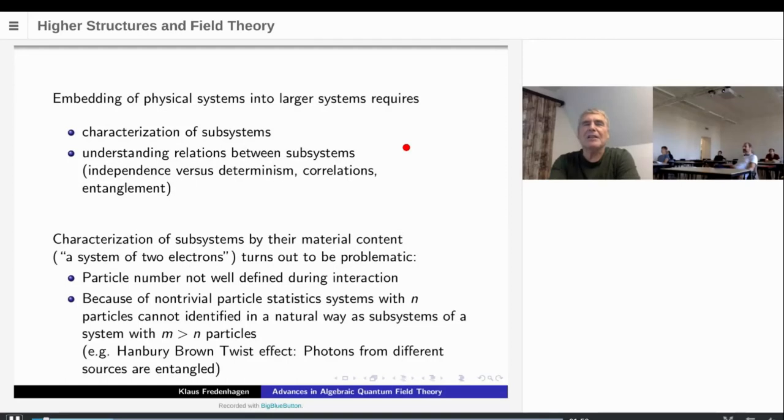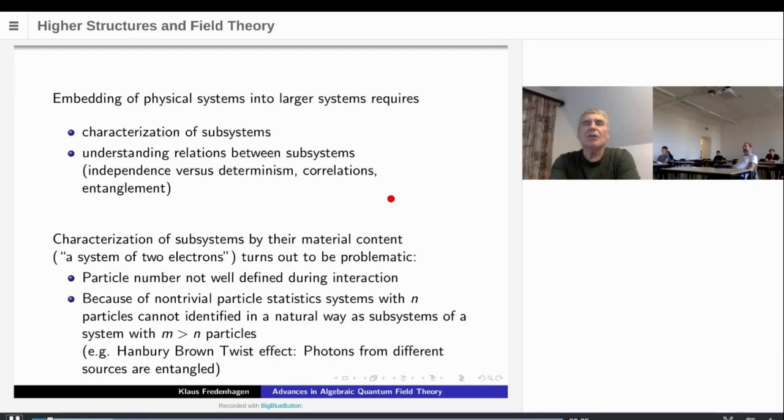And once you understand in which sense a system is a subsystem of a larger system, you can also ask the question, what are the relations to other subsystems? And there are several kinds of relations one might look at, for instance, independent systems or systems which determine each other. There can be correlations or even entanglement.